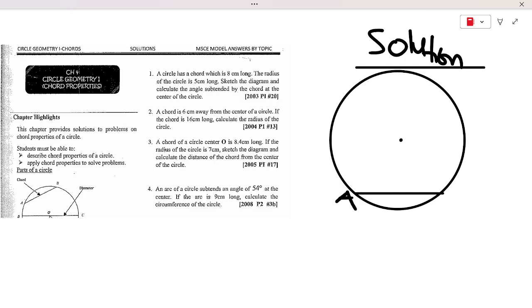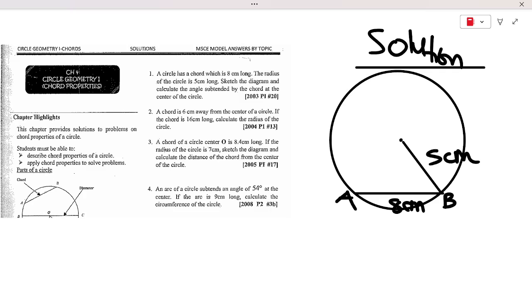We call it, let's say, AB. So the chord is 8 centimeters long. Then they're saying that the radius is 5 centimeters, so you draw the radius from the center to any point, let's just do this point. So this is 5 centimeters. The question is, sketch the diagram and calculate the angle subtended by the chord at the center.